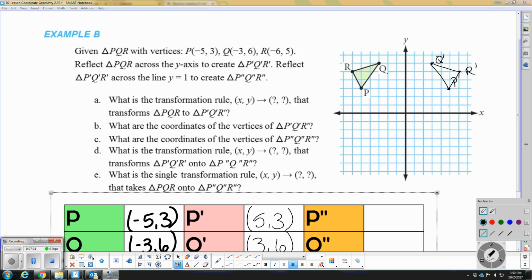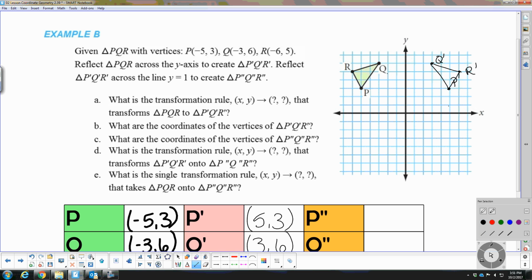So here's our line y equals 1. And we want to reflect these points across that line. So P, we want it to be the same distance from the line of reflection as its image. So right now it's 2 units away from the line of reflection, so we still want it to remain 2 units away. So that's P prime.